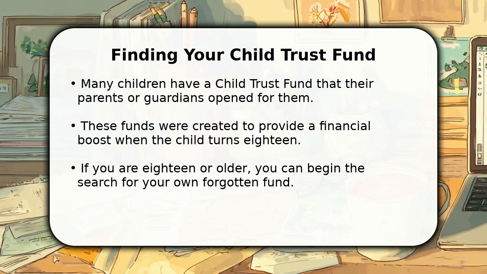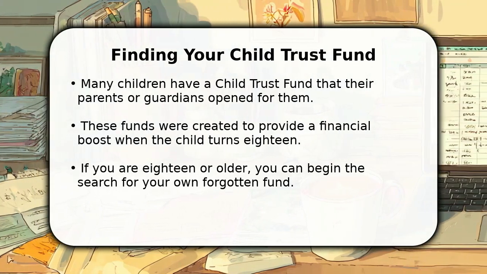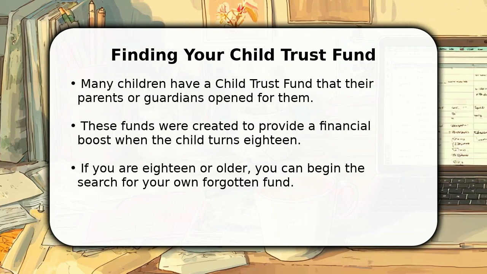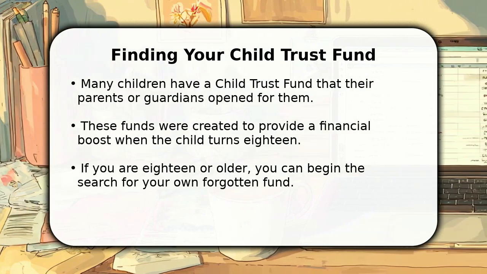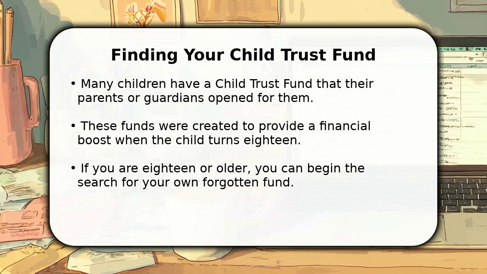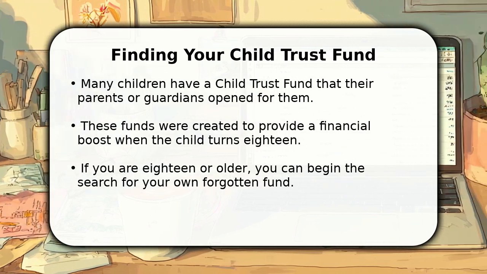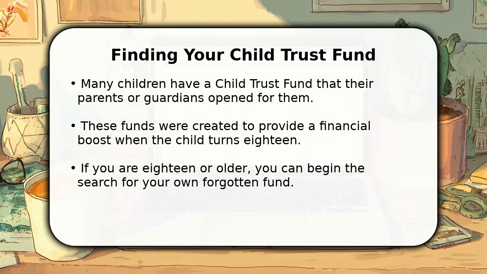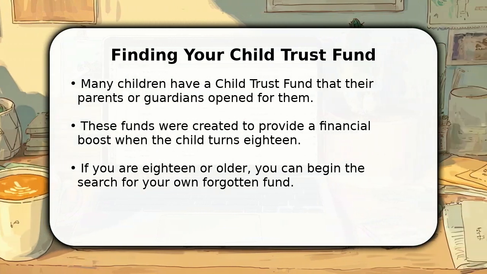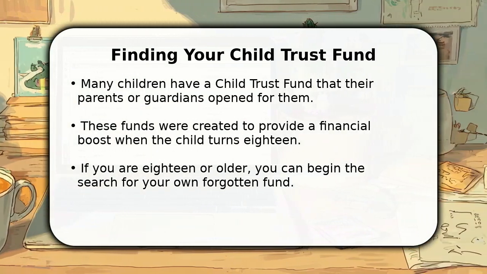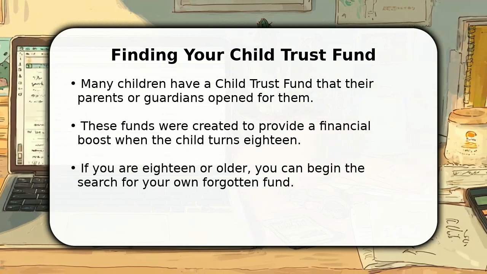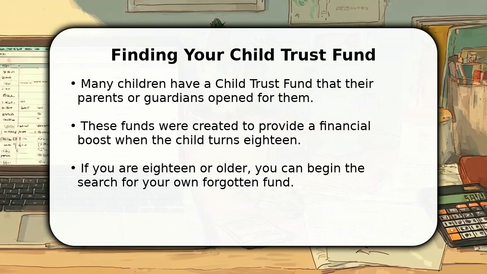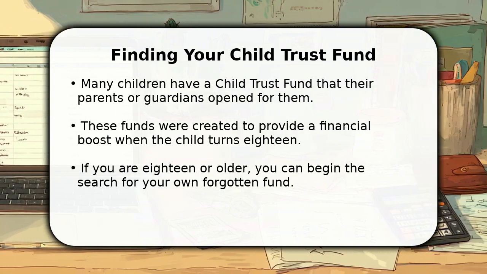In this video, I will help you find your child trust fund. Start by gathering any old paperwork or financial statements that might contain details about the fund. Look for documents dating back to when you were very young, as these often hold clues to the original provider. Even a small piece of information, like a shareholder reference number, can be incredibly useful in tracing your money, so keep an eye out for anything that looks official.